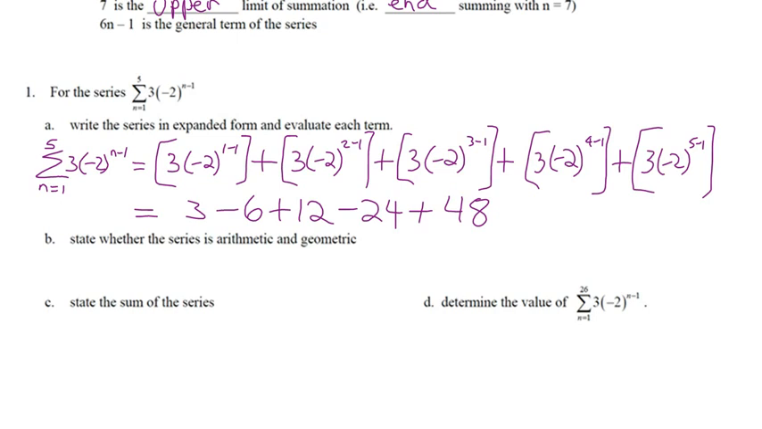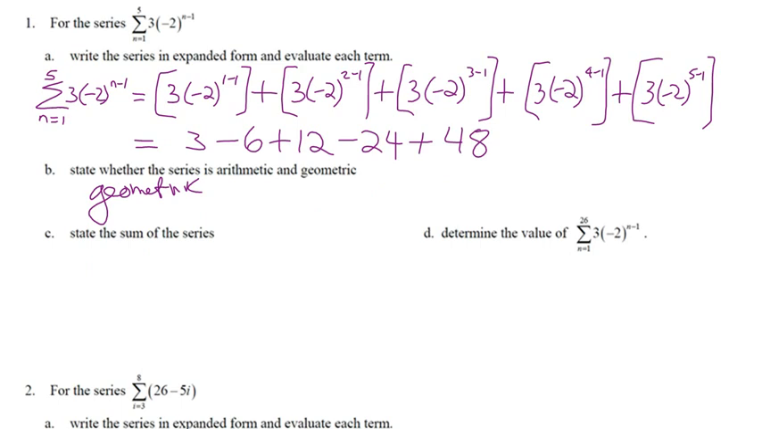Is this an arithmetic series or a geometric series? Geometric. And what does this series add up to? You can do this any way you like. I just chose to add up all the positives and then add up all the negatives, and then subtract the negatives from the positives.